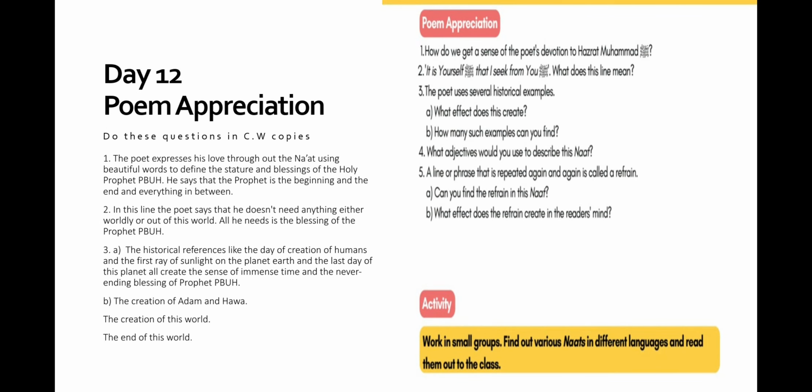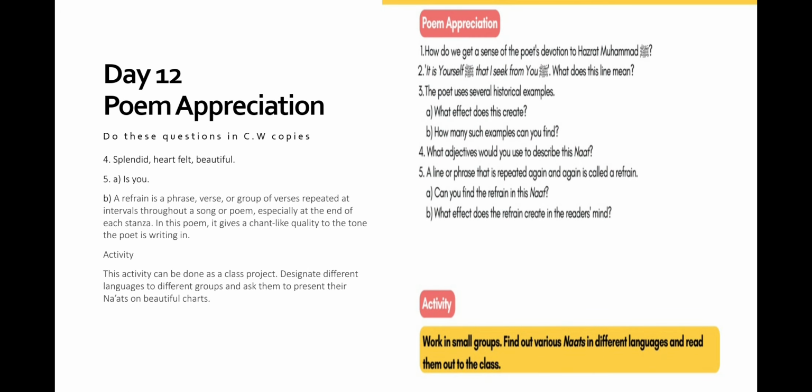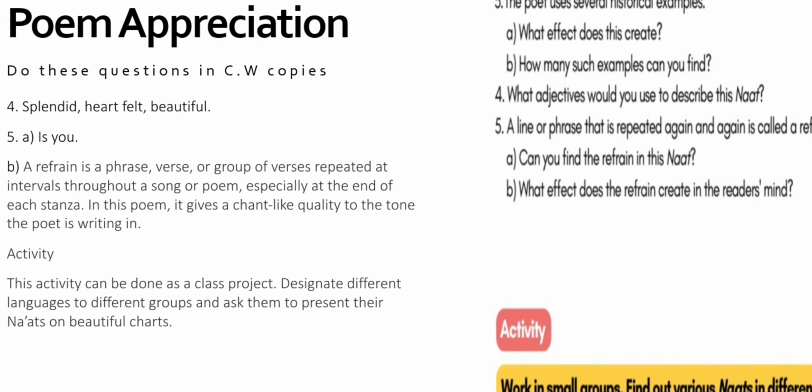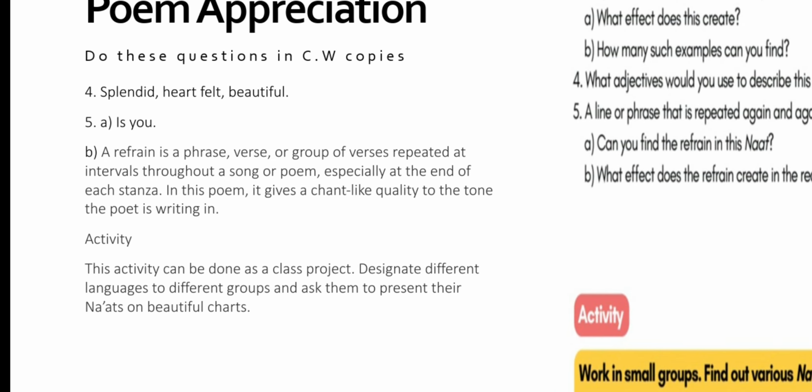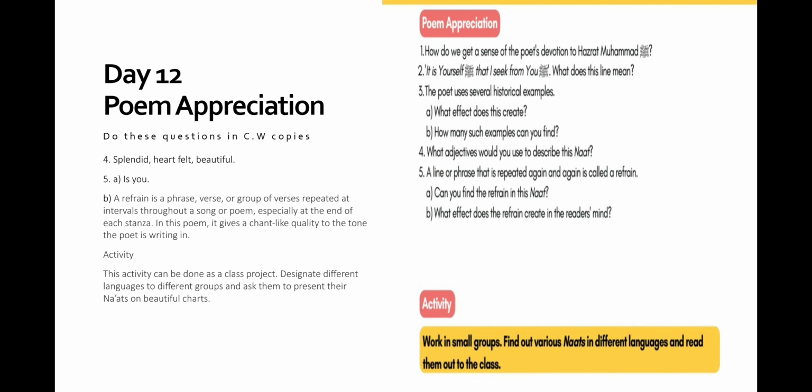We will see in the next page how we are going to tackle the activity. So for the activity, what are you going to do? This activity can be done as a class project. Designate different languages to different groups and ask them to present their knots on beautiful charts. Depending on your area, you can ask different groups: an English knot, an Urdu knot, a Farsi knot, a knot in Persian, a knot in Pashto, a knot in Punjabi, a knot in Sindhi, and then ask the students to write that knot on a beautiful chart and present it to the class.